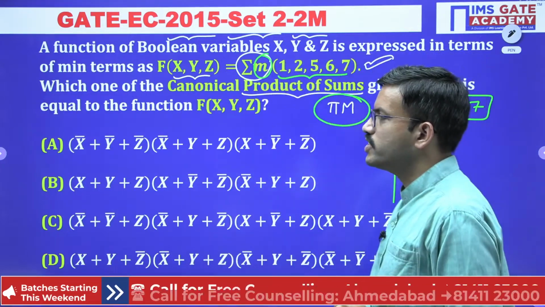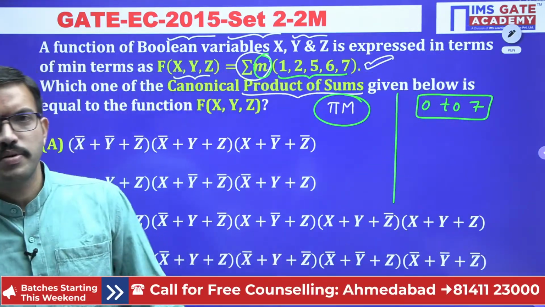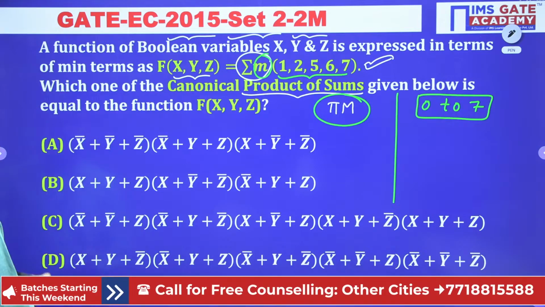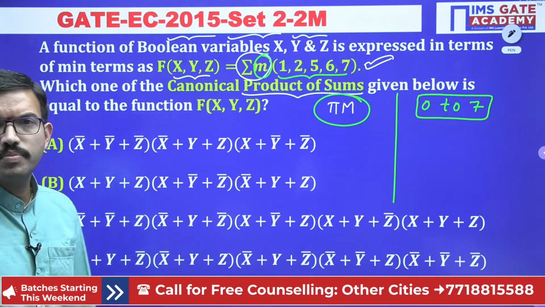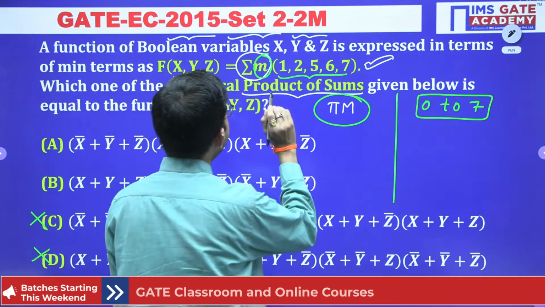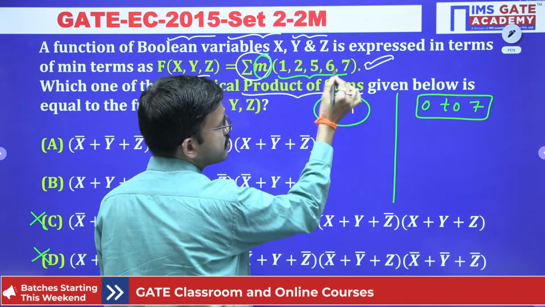Which 2 choices we can eliminate without using pen and paper? Yes, we can eliminate option C and option D. Why? Because here you are having 5 min terms.